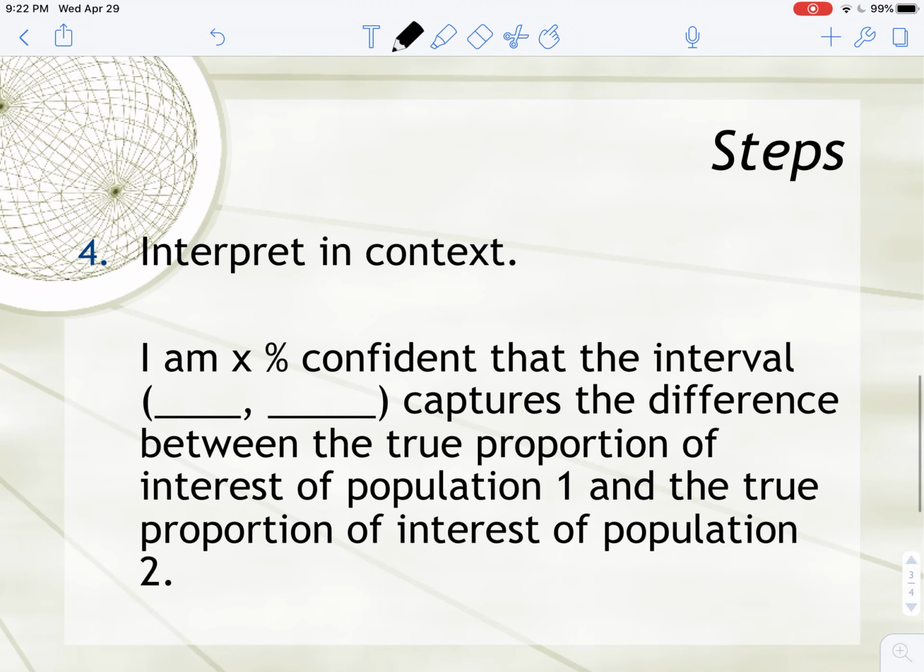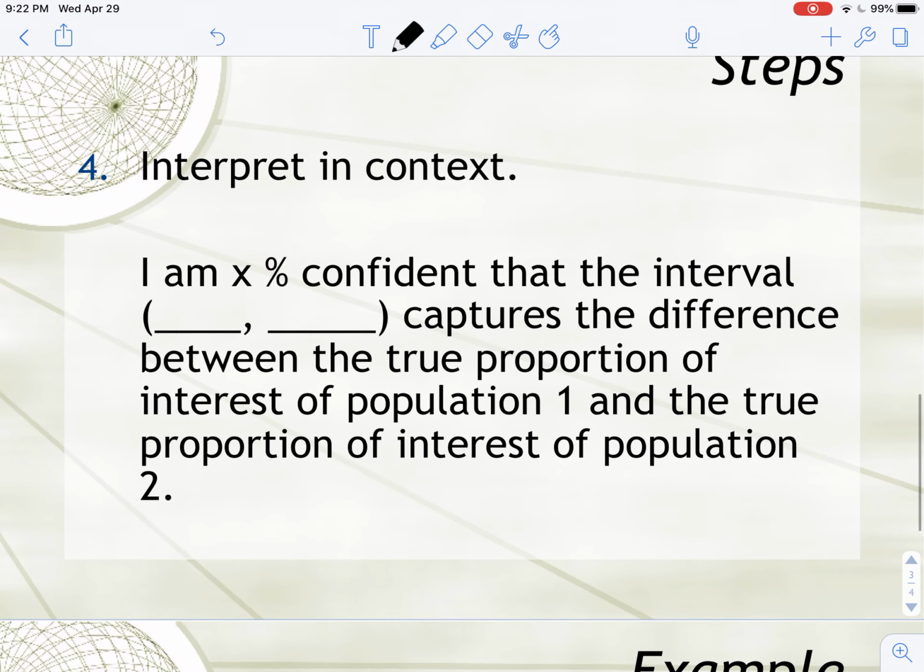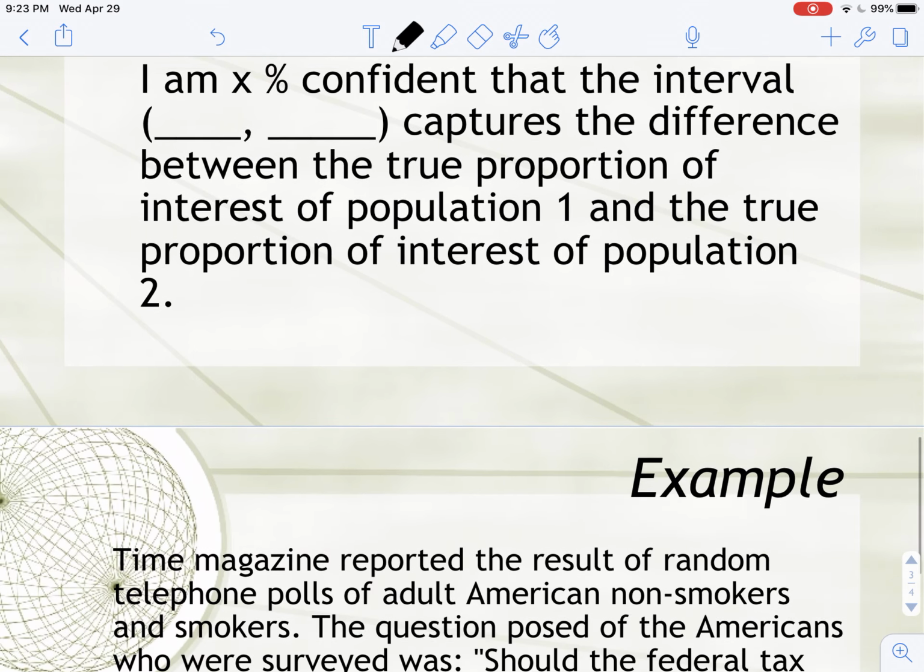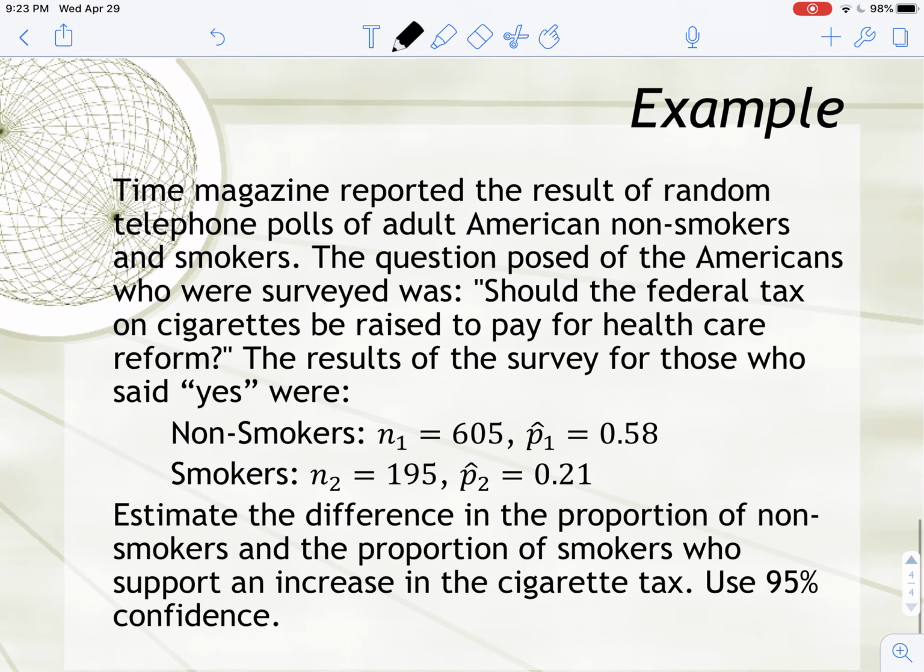And then step four, you do your interpretation. I kind of use this as a template. I am X% confident, so 95, 98, whatever your confidence level is. So I'm 95% confident that the interval blank to blank captures the difference between the true proportion of interest of population 1 and the true proportion of interest of population 2. So once you have a context, you want to put that into context. All right, so let's start an example.